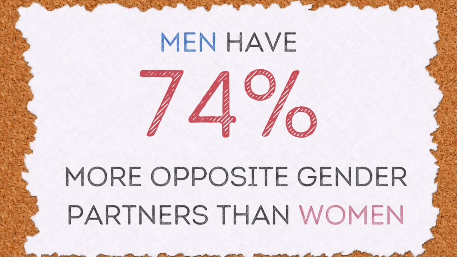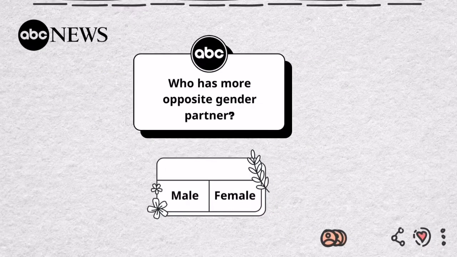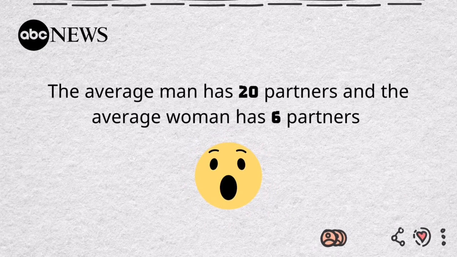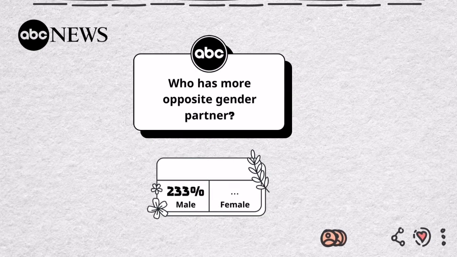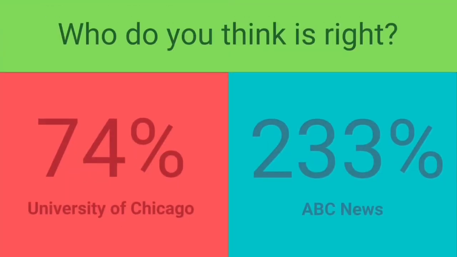That might be okay. But not according to ABC News. They did a poll of 1,500 people in the country in 2004 and concluded that the gap is much greater. In particular, they said that the average man has 20 partners and the average woman has 6. And this gives a percentage of 233%. Okay, now who do you think is right? 74%, University of Chicago, or 233%, ABC News?